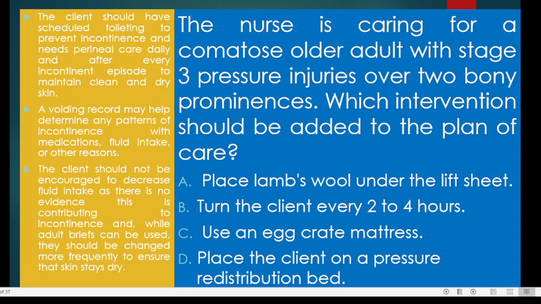Okay. Thank you. The nurse is caring for a comatose older adult with stage 3 pressure ulcers over the 2 bony prominences. Which intervention should be added to the plan?